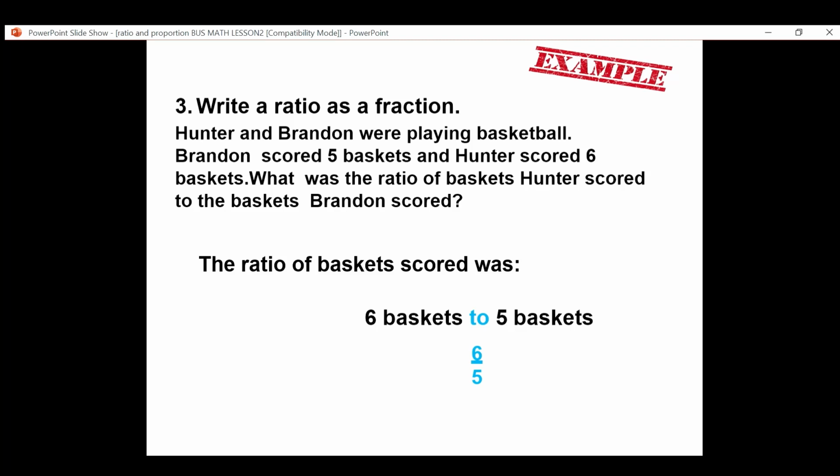Or write a ratio as a fraction. For example, Hunter and Brandon were playing basketball. Brandon scored 5 baskets and Hunter scored 6 baskets. What was the ratio of baskets Hunter scored to the baskets Brandon scored? So we are asked to write the ratio between the score of Hunter, which is 6, to the score of Brandon, which is 5. So the ratio is 6 baskets to 5 baskets or 6 over 5.